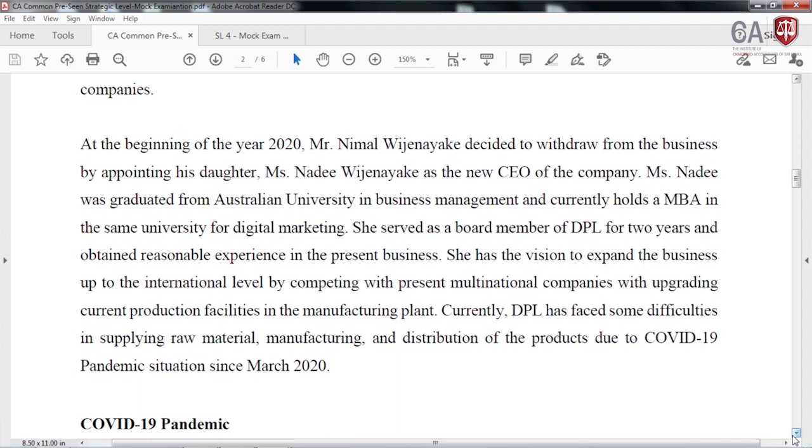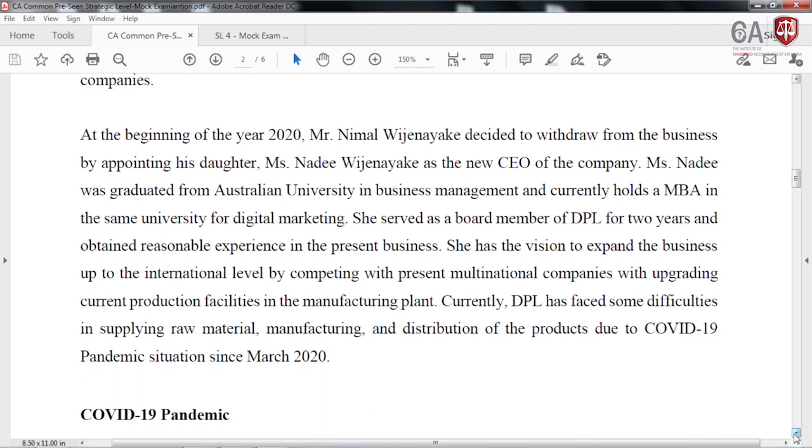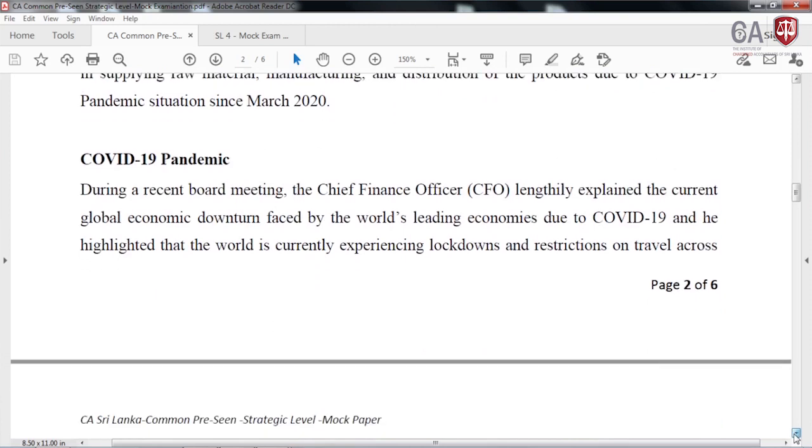At the moment, they are facing some problems. They have faced some difficulties in obtaining raw material, as raw material is not widely available. That has affected the manufacturing and distribution of the product also due to this COVID-19 pandemic situation. Now, the examiner is going to talk about the COVID-19 pandemic situation also.